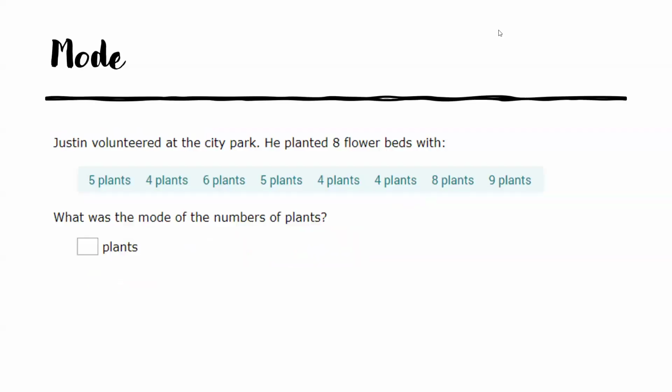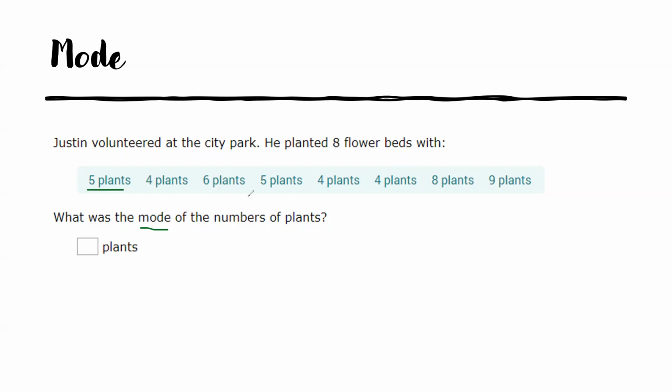All right, let's do one more example of a mode problem. Justin volunteered at the city park. He planted 8 flower beds with the following number of plants in them. What is the mode of the number of plants? Mode is the one that occurs the most, so you don't have to put them in order from least to greatest. You can just kind of count them off. That's the way I'll do it on this one.